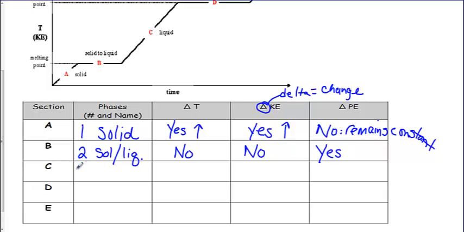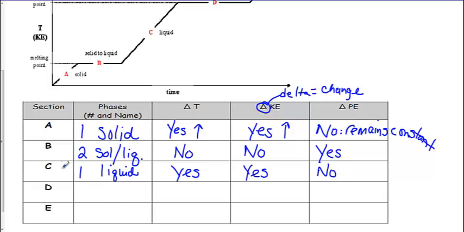So let's go to part C now. How many phases? At part C, just one phase, liquid. And it's all liquid at that point. Is there a change in temperature? Yes. We're going up on an incline here, and so is there a change in kinetic energy? Kinetic energy increases. So it's the same thing as section A. And again, potential energy? No, it stays the same.